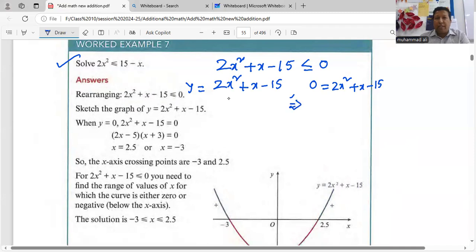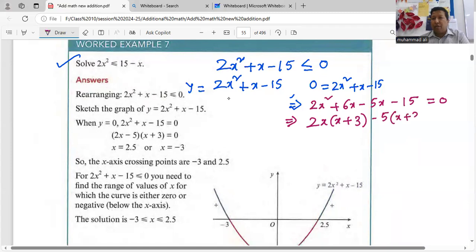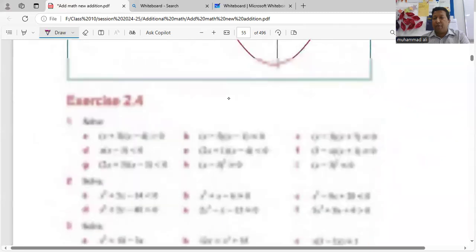Now we have to factorize this. So we'll write here 2x squared plus 6x minus 5x minus 15 equals 0. Now take 2x common, so x plus 3. Take minus 5 common, so x plus 3 equals 0. Now (x plus 3)(2x minus 5) equals 0. Therefore, we'll get x equals minus 3 and x equals 5 by 2.